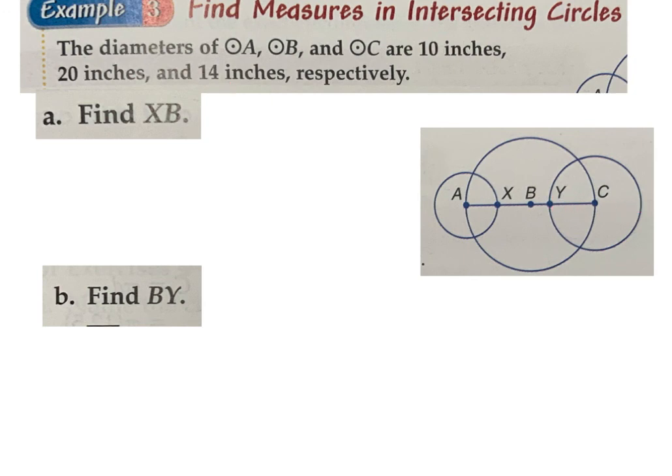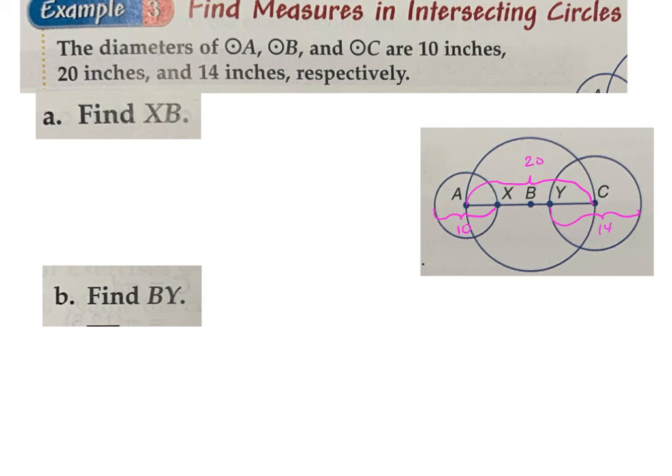They've given me diameters. Find XB. They've given me this, which is no part. It's not a radius, it's not a diameter. So we are going to have to use the information they gave us to solve for this. What you want to do with something like this is get a visual of what they've given you and what you're looking for. So I'm going to mark this one as 10, this one as 14, and this one as 20.